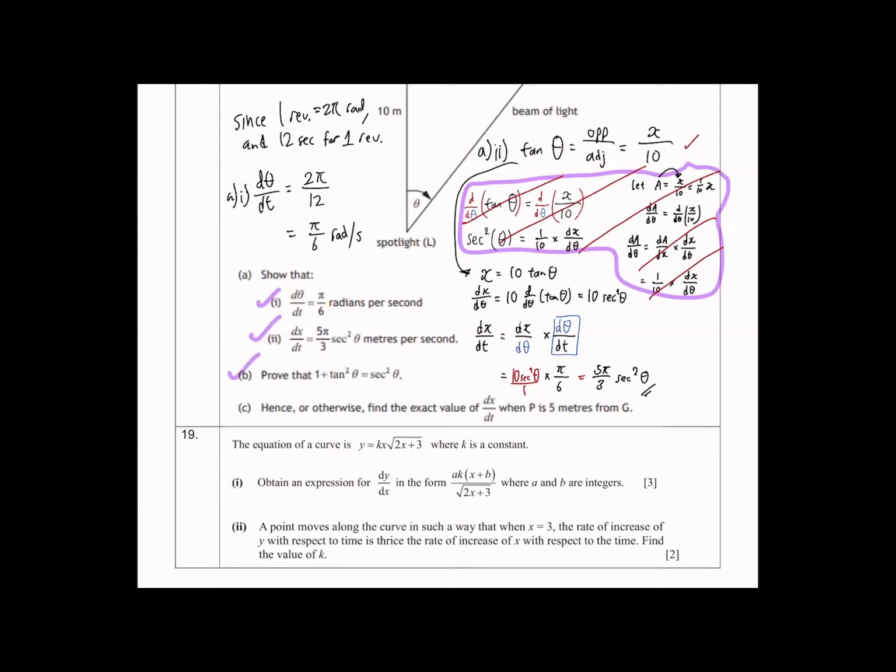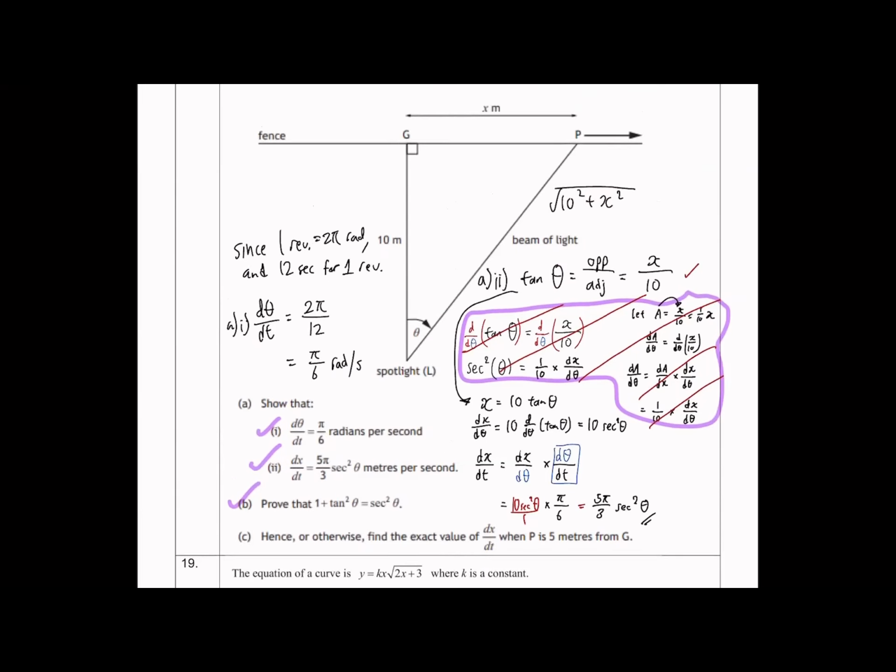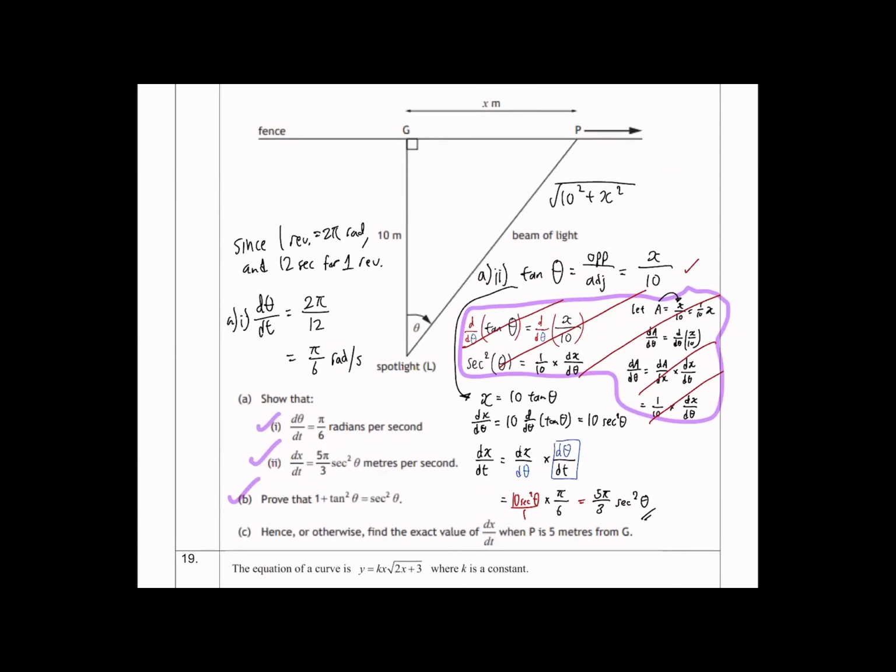Moving on, part C. Hence or otherwise find the exact value of dx by dt when P is 5 meters from G. I don't know how to do that, so let's take a look. When P is 5 meters from G, what is it really saying? It's saying that x equals 5. So let's write this down: x equals 5. What we are trying to do is dx by dt, sub in x equals 5.